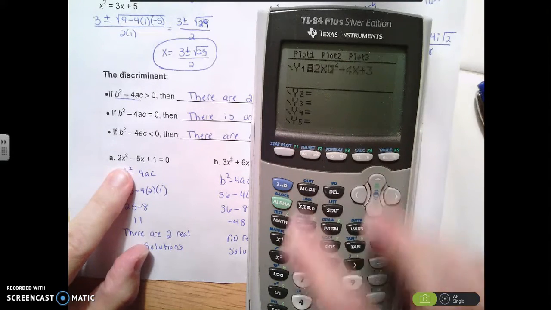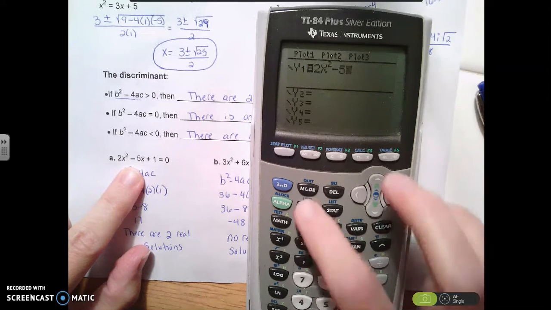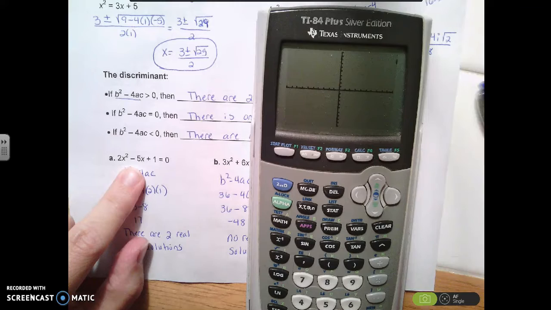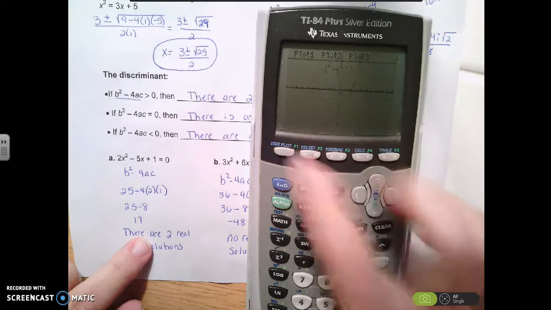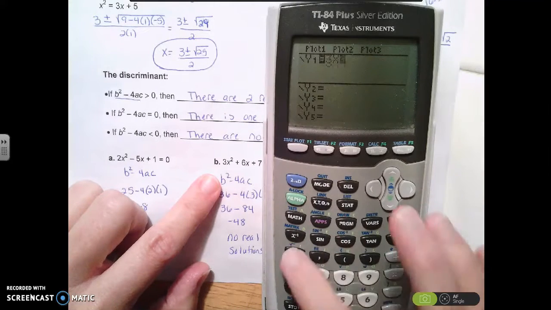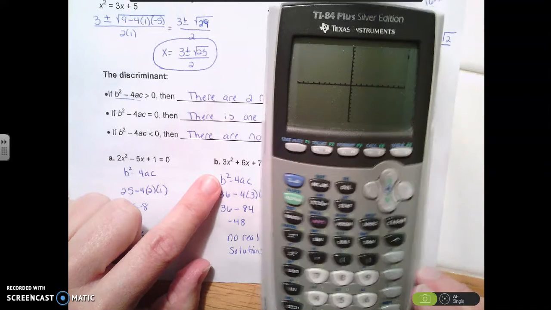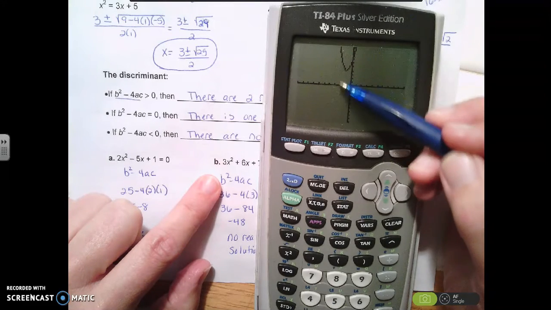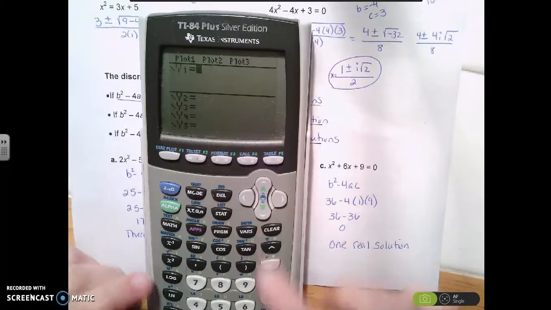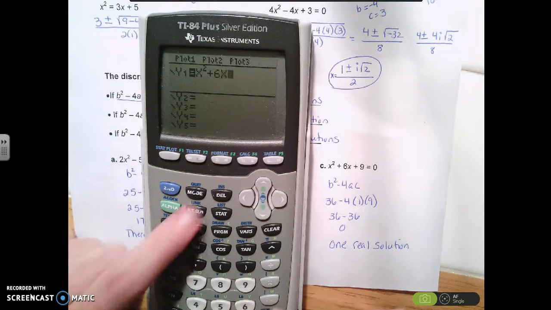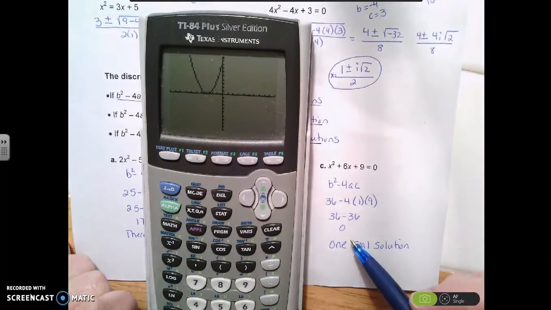So here's our first one. So when I graph that, you'll notice that my parabola touches the x-axis twice, which means there are two real solutions. If we look at our next one, notice that the parabola is up here and it never touches the x-axis, which means there's no real solution. And then our last one, notice it only touches the graph once, which means there's only one solution.